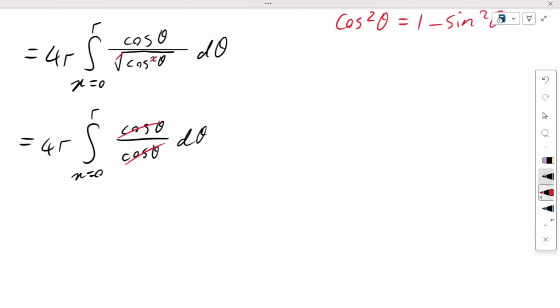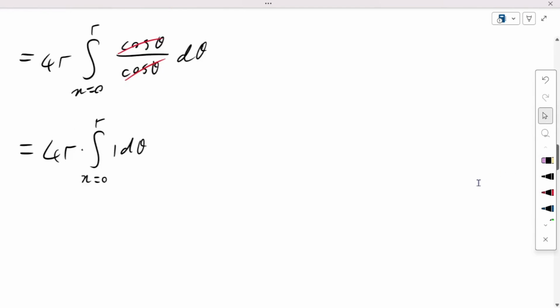This means that we are going to have this being equal to 4r multiplied by the integral from x equals 0 until r, and this is going to be 1 d theta. And then we can integrate in the bound from 0 to r. So it's going to be 4r multiplied by theta evaluated at x is equal to 0 and x is equal to r.